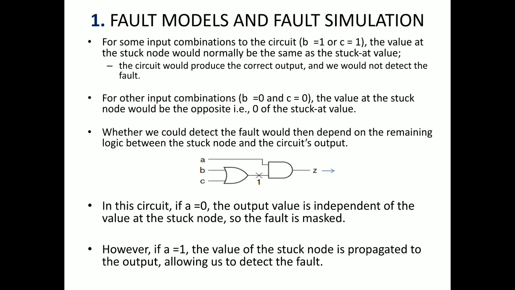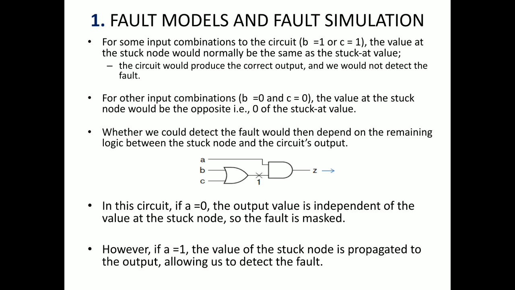For some input combinations, we will consider B equals 0 and C equals 0. For an OR gate, when B equals 0 and C equals 0, what will be the output? The output is 0. But in this case, the output is 1. The output is 1, so the tool will identify that, instead of getting the correct value, the output is giving a wrong value.